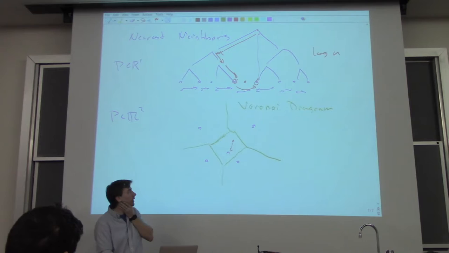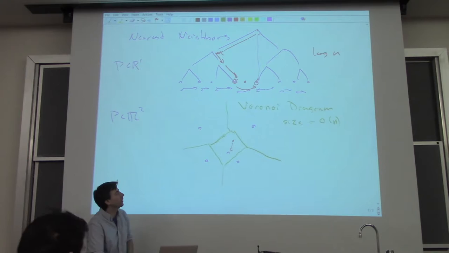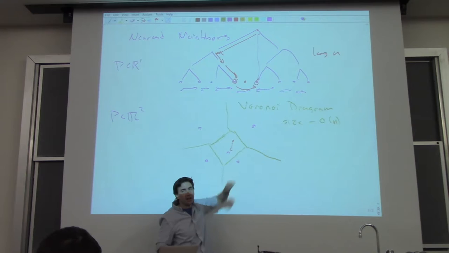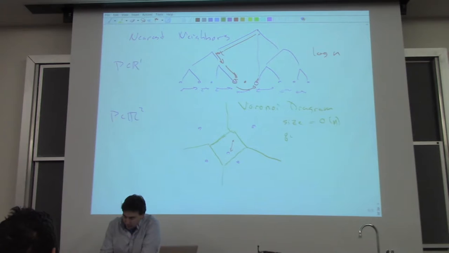It turns out, in 2D, that you can construct this diagram, and in R2 the size of this diagram is O of n. The size is linear in the number of points. By the size, I mean I'm going to write down all these intersection points and the lines between them. I can describe all of the line segments that describe this diagram in linear space. And then you can build a query structure on top of it that queries in O of log n time.